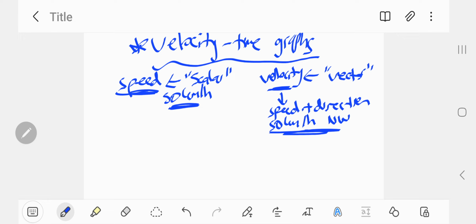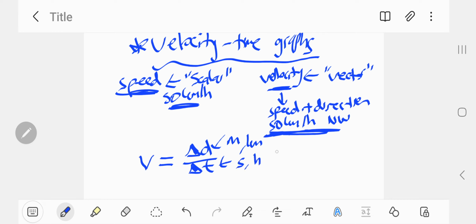A vector in general terms is something with magnitude. Magnitude is just size, and direction. So in this case, size is 50 k's per hour and direction is northwest. Mathematically, velocity v is the change in distance over the change in time. Distance could be, let's say, meters or kilometers. Time could be seconds or hours. Velocity is typically measured in meters per second or kilometers per hour.